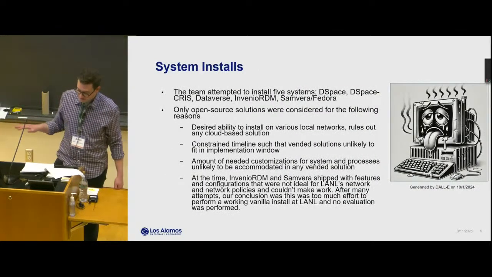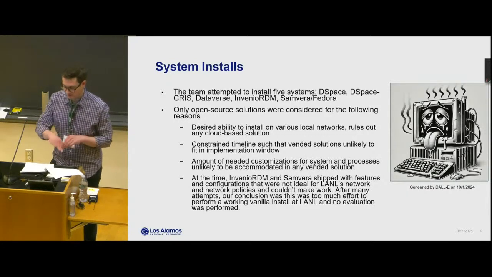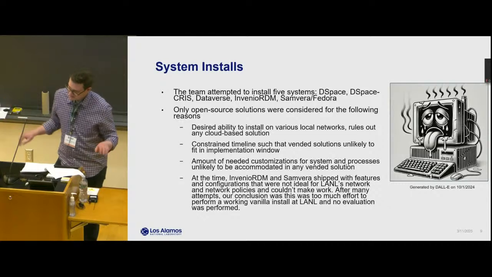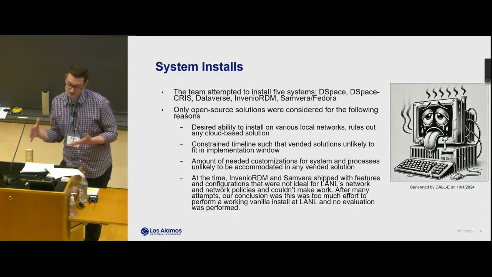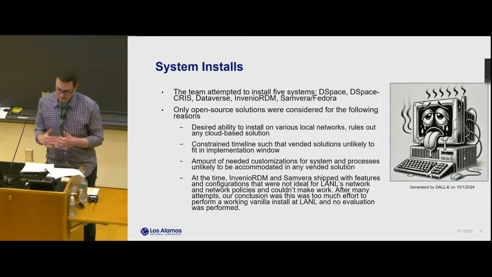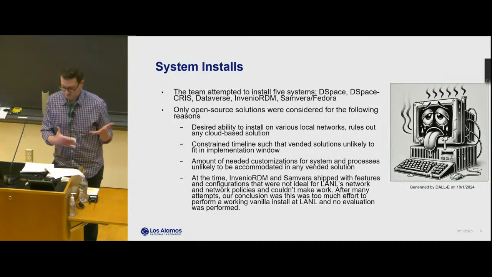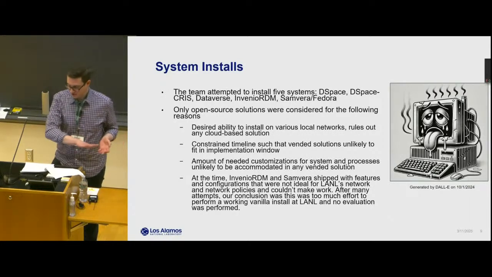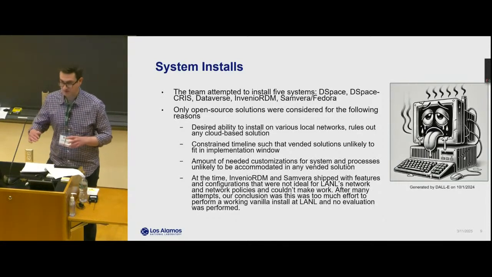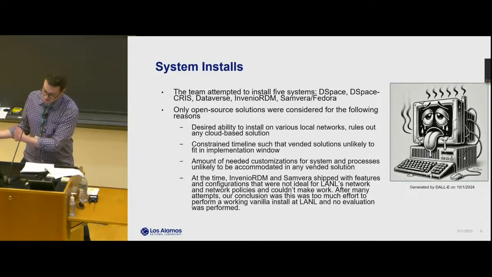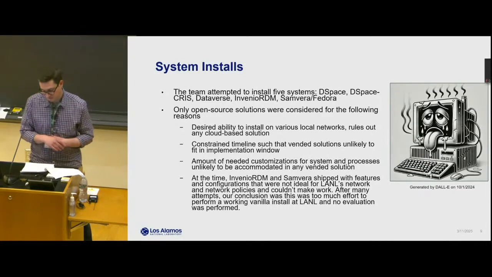So regarding the systems we chose to install, we only considered open source solutions because we had to install everything on local networks, so no cloud systems. We also had a compressed timeline for this project, and knowing the amount of needed customizations for the system, it was unlikely any vended solution would really work. And unfortunately, Invenio RDM and Samvera Fedora shipped with features and configurations that were not ideal for LANL's network and security policies. So after many failed attempts to get those installed, it seemed unlikely that they were going to be viable production options, so we did no evaluation for those.